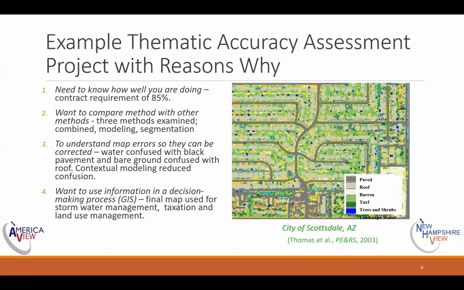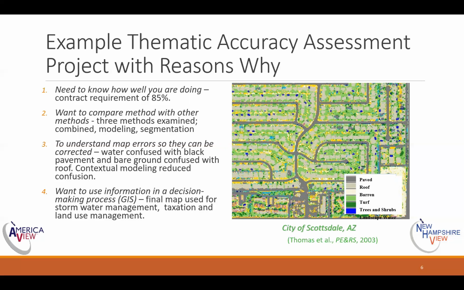We were also using a number of different methods to try to get the best maps. This map was done for water management, mostly stormwater management. And so we used a number of different methods. We used a combined supervised, unsupervised approach. We did some modeling to try to remove some of the error conditions that we were seeing. And we also did some object-based analysis or some segmentation. So we wanted to see which of those three things worked the best. So we wanted to do an accuracy assessment for that.